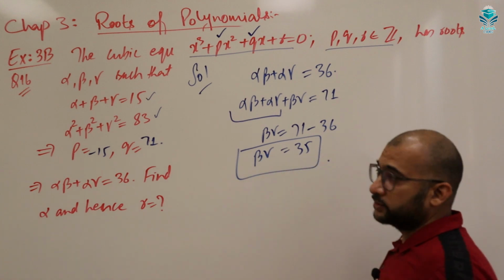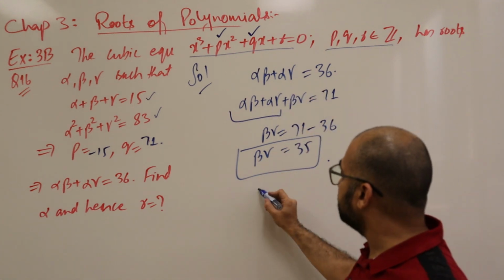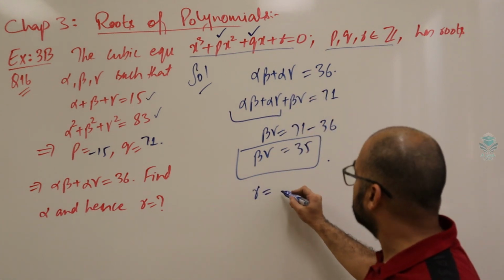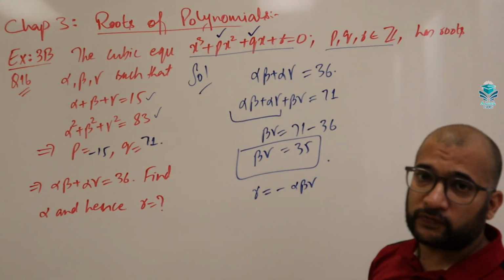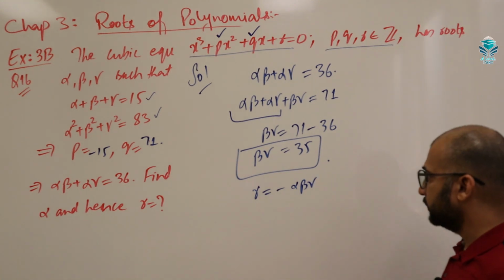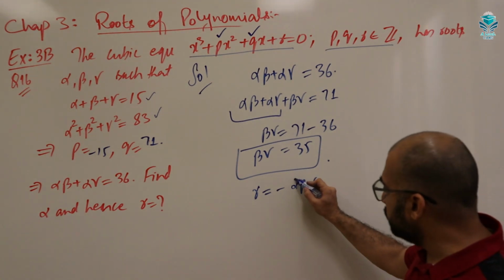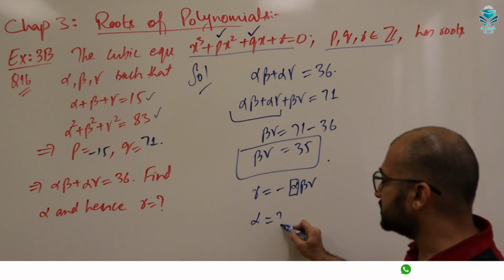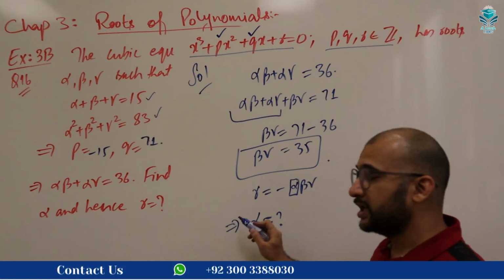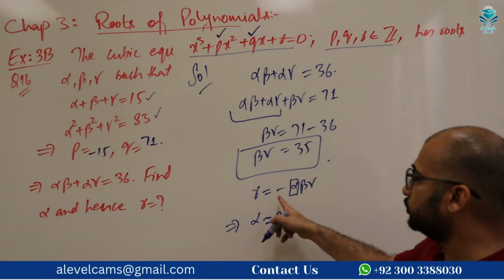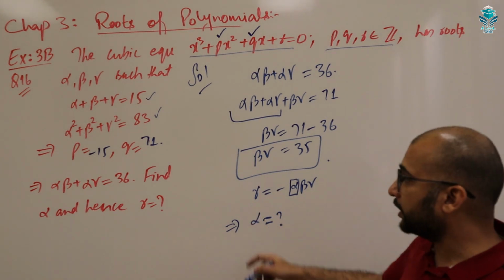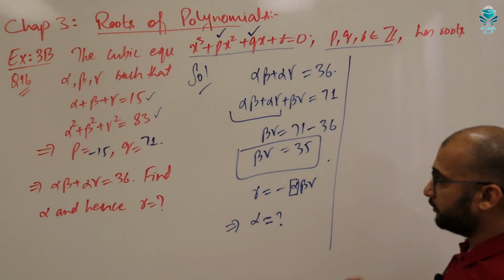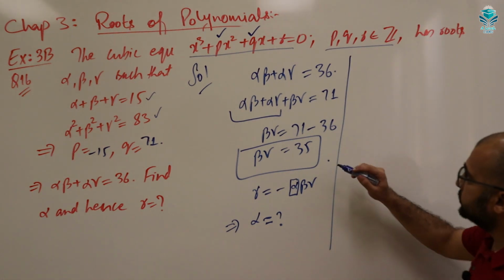Students, we know that r is defined as the product of all roots with the negative. We have beta gamma, so we need the value of alpha. So we find alpha first and after that substitute here, and you will get the value of r. So to find the value of alpha, we can rewrite this equation.